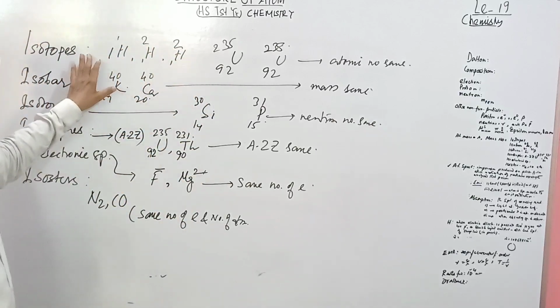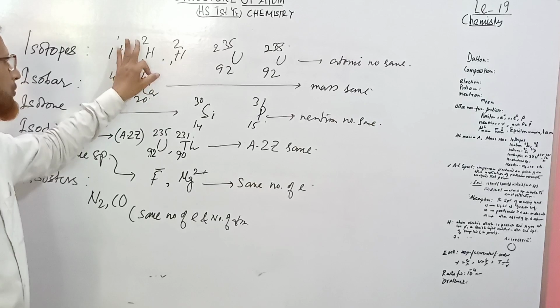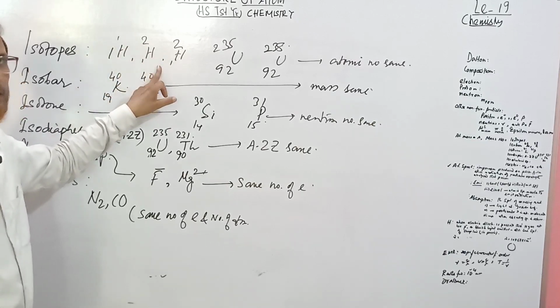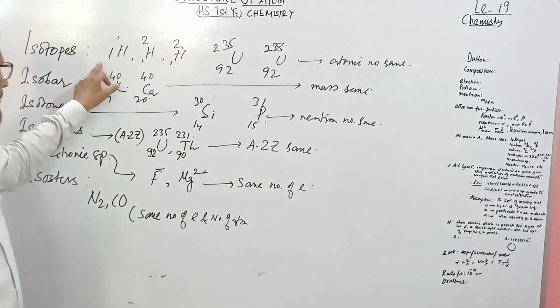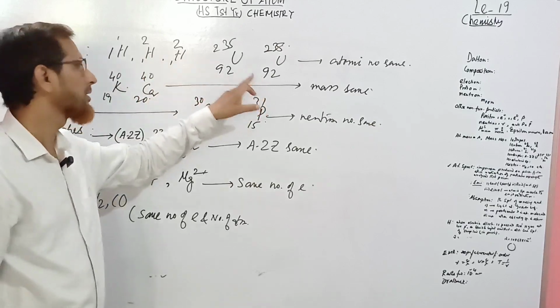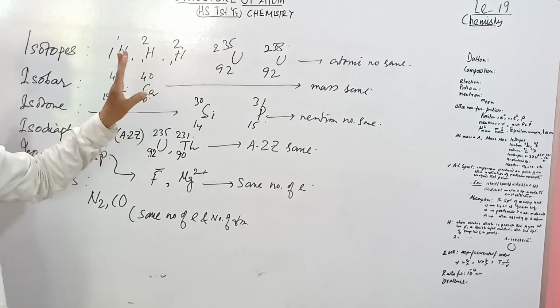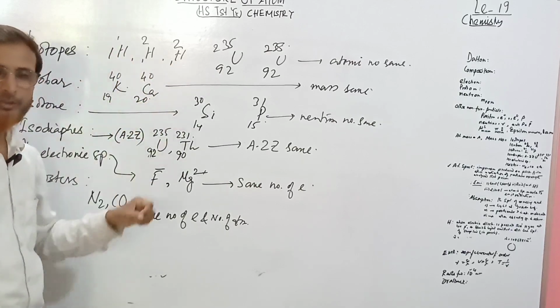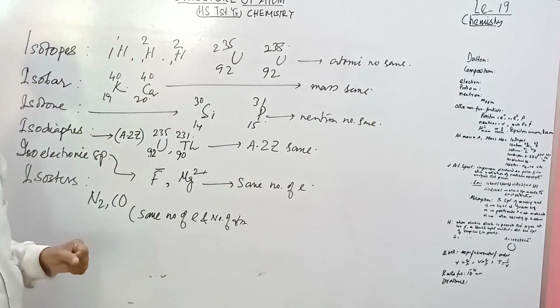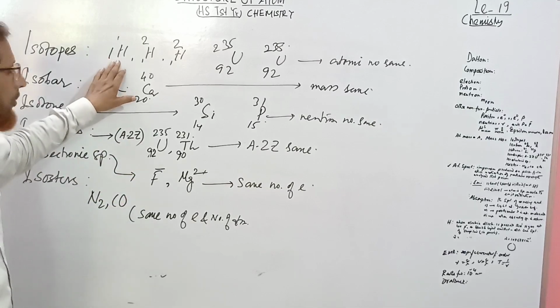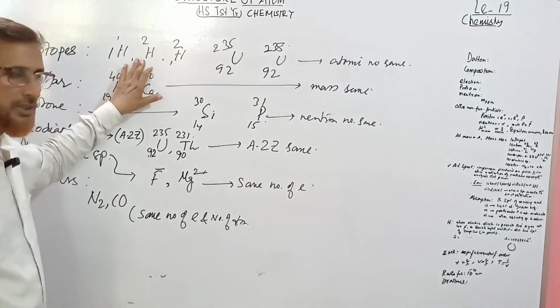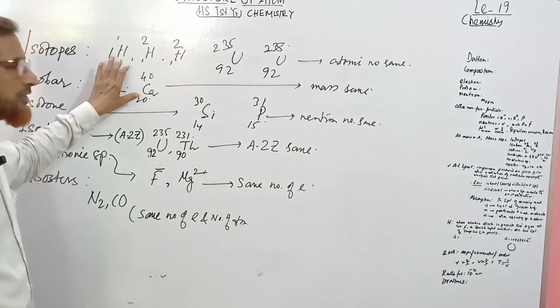I have taken H-1 and H-2. The proton number is 1, 1, 1. That is, the atomic number is the same, but the mass number is different. The species having the same atomic number with different mass numbers are called isotopes. So this is called protium, this is deuterium, and this is tritium. There is a difference in the number of neutrons.